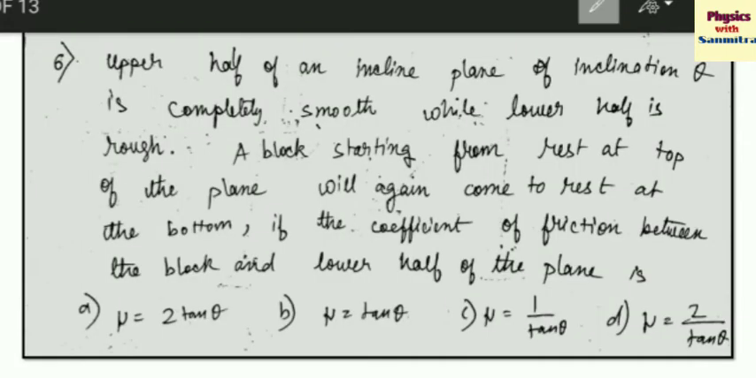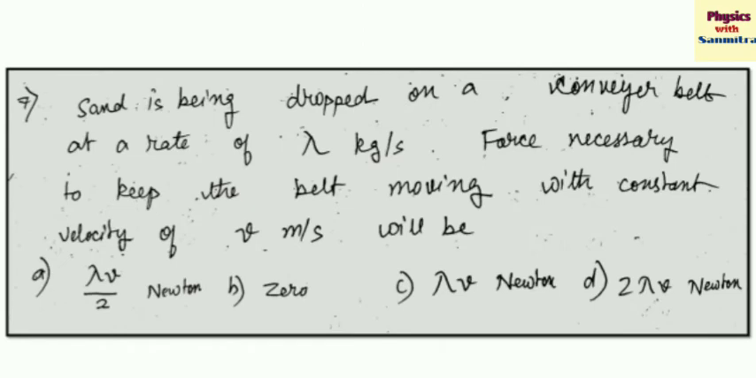Now the next question I have: sand is being dropped on a conveyor belt at a rate of lambda kg per second. Force necessary to keep the belt moving with constant velocity of v meter per second will be lambda v by 2 Newton, 0, lambda v Newton, or 2 lambda v Newton. Let's understand the situation at first.